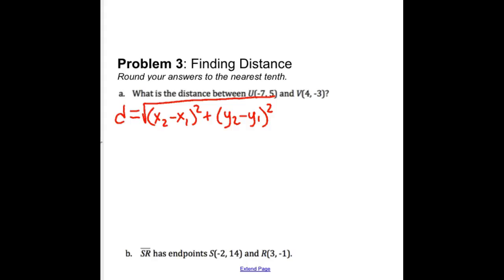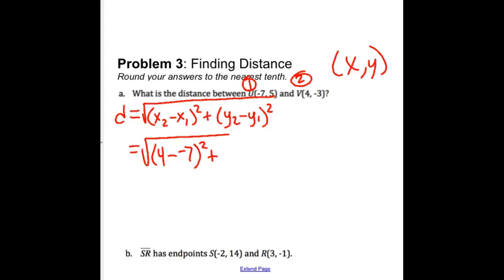And so you've got to pick and choose with your ordered pairs which one's going to be the first one, which is going to be the second one. I'm going to pick U to be my first ordered pair and V to be my second ordered pair. Now remember that ordered pairs go x, y. So the x values are -7 and 4. It says x2, which means I'm going to take the x value from the second ordered pair. So the x value from V is 4, and I'm going to plug that in right now. So I have 4 minus x1, the x value from the first ordered pair, -7, squared, plus y2, the y value from the second ordered pair, -3, minus y1, the y value from the first ordered pair, 5, all squared.